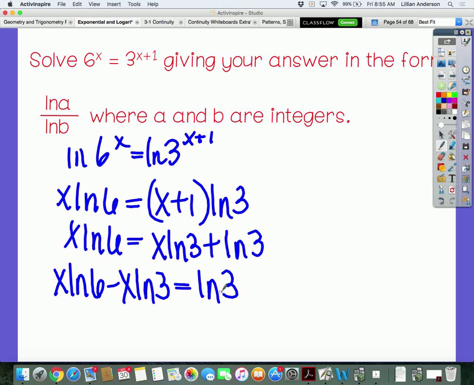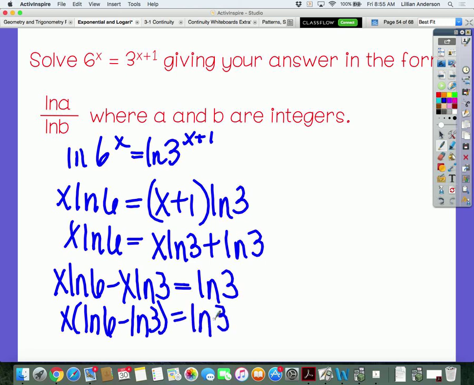So you want to get all your x's to one side because we are solving for that variable. We learned a long time ago that when we're solving for a variable, we want to get our variable on one side, everything else on the other. So now that x is on the same side, in two different terms, what do you think we can do from here? Take x out so that we have just the one x. And then our last step will be to divide. So we'll have x equals the ln of 3 divided by the ln of 6 minus the ln of 3.